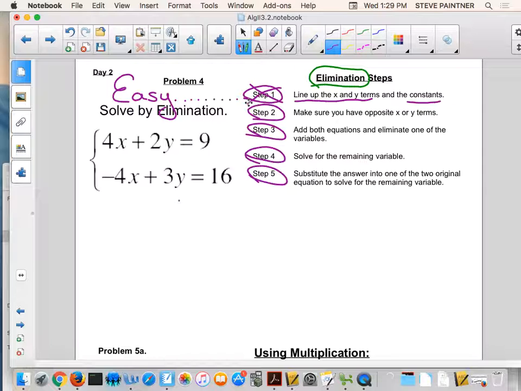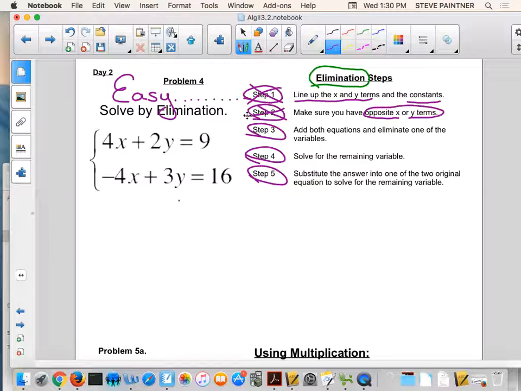Step 2, make sure you have what terms? Opposite terms. Not both, just one or the other. Is 4x the opposite of negative 4x? Yes. So guess what? You already have opposites. Step 2 is done. That's why this is an easy problem. Everything's done for you. Step 3, add both equations and eliminate one of the variables.